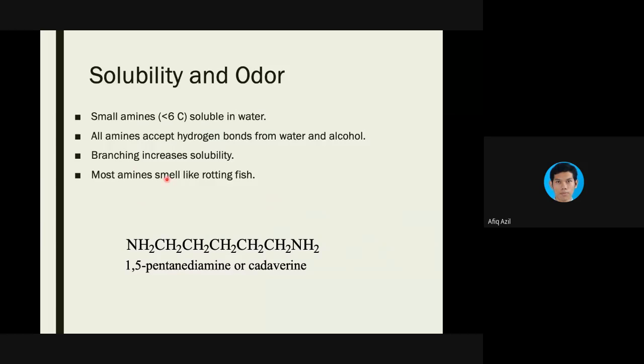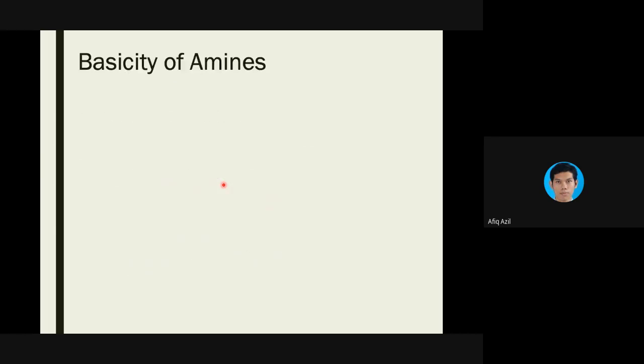So most amines smell like rotting fish. I believe all of you know the smell of fish, right? So the smell is almost similar. Like ammonia, amines have almost a fishy smell. Fishy smell.